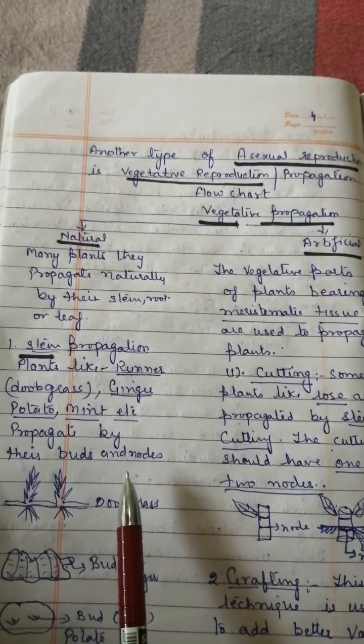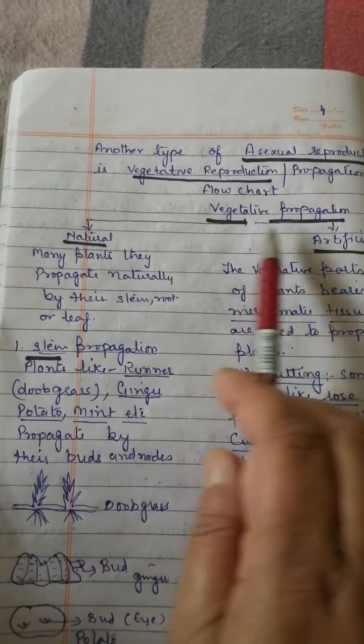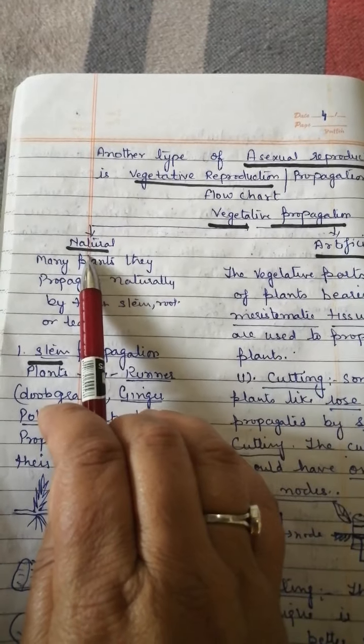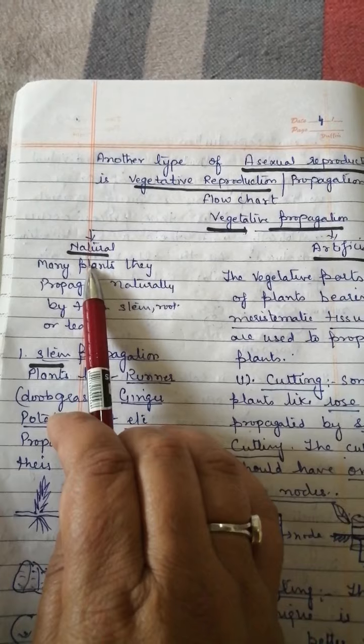So vegetative propagation is of two types, natural and artificial. Now first of all we'll be completing the natural vegetative propagation.